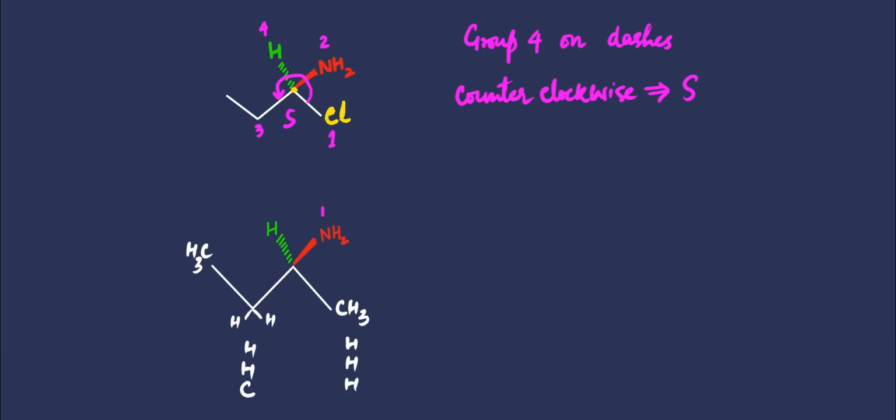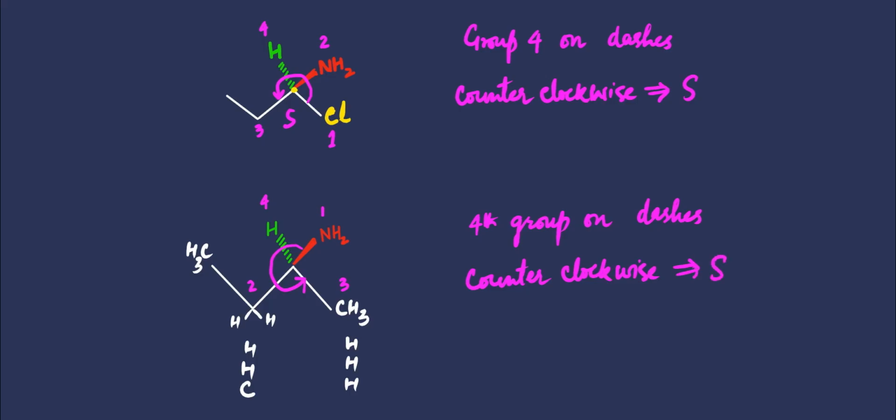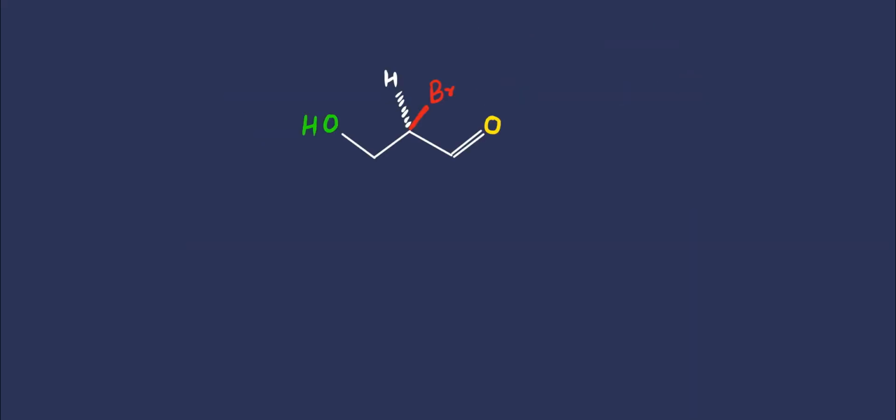Thus, methylene gets preference and gets number 2. Methyl gets number 3 and hydrogen of course gets number 4. From 1 to 2 to 3, the arrow moves counterclockwise. Group 4 is on dashes. Therefore, counterclockwise means absolute configuration is S.